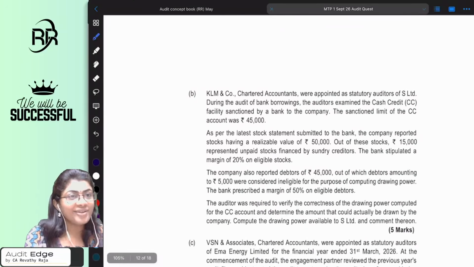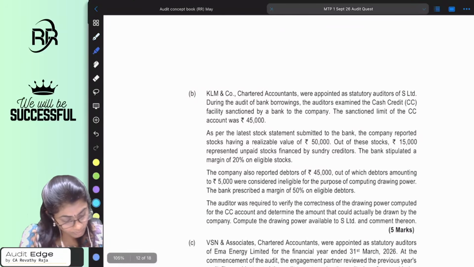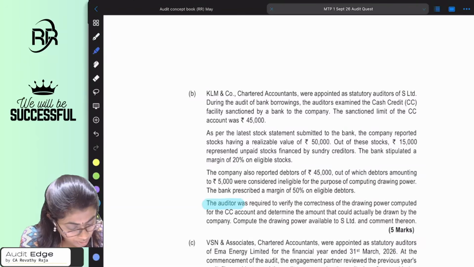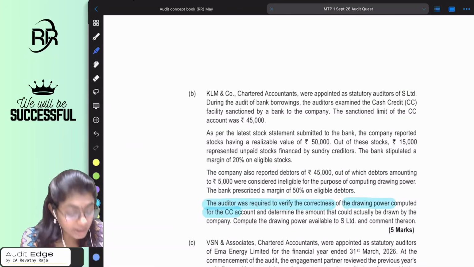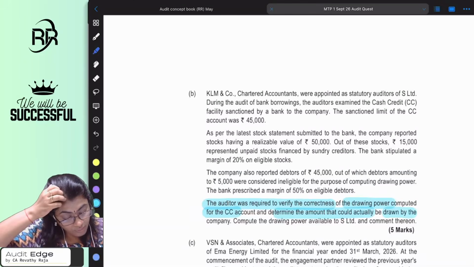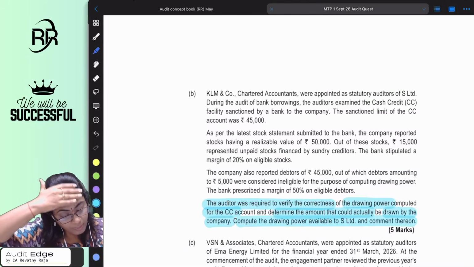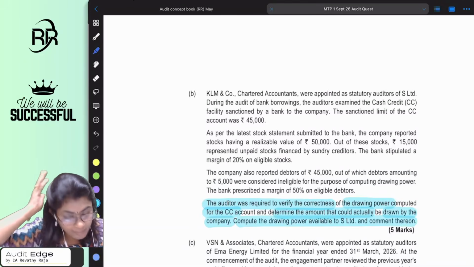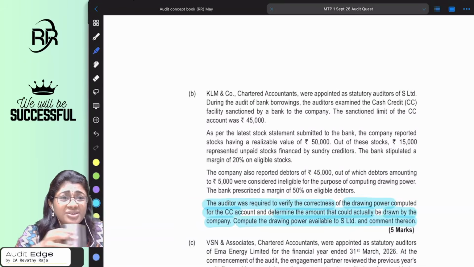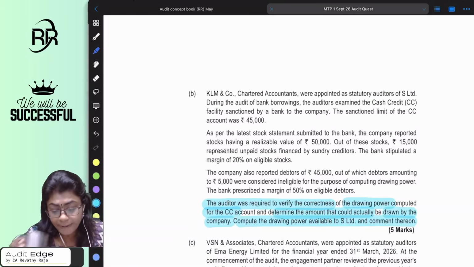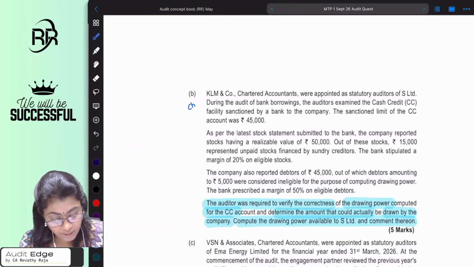Wow. Next one. The auditor is required to verify correctness of drawing power computed for the CC, cash credit account, and determine the amount that would be actually drawn from the company. Compute drawing power available to ST Limited and comment thereof. Bank audit, guys, very important. So this question is from chapter number 10, Audit of Bank, the drawing power calculation.